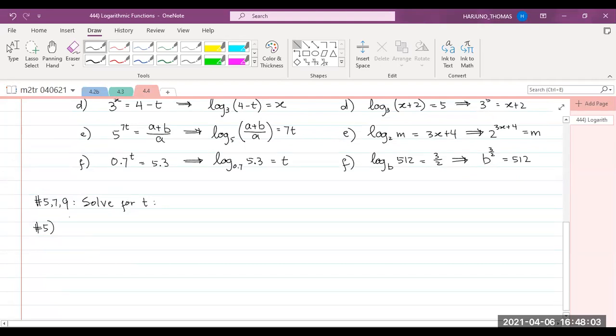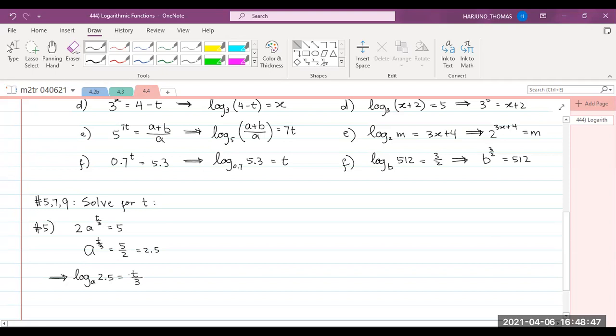Number 5. We have 2a to the t over 3 equals 5. We need to solve for t. So what we will do first, we will isolate the exponent part. That's 5 over 2, which is 2.5, right? Now then rewrite this, that's exponential form. Now rewrite this in logarithmic form. That's log base a of the argument 2.5 equals t over 3.